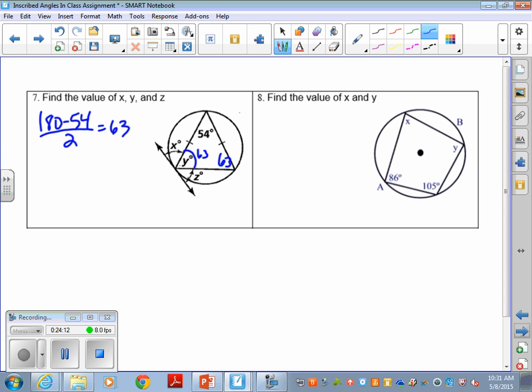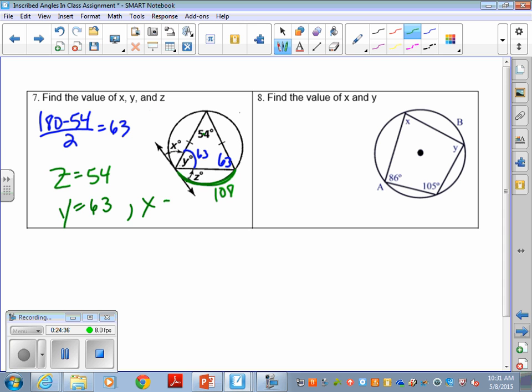Where could I move from there? I can use the 54 and its intercepted arc. Yeah, 108. There we go. All right, so if that's 108, then Z would be 54. We got Y is 63.